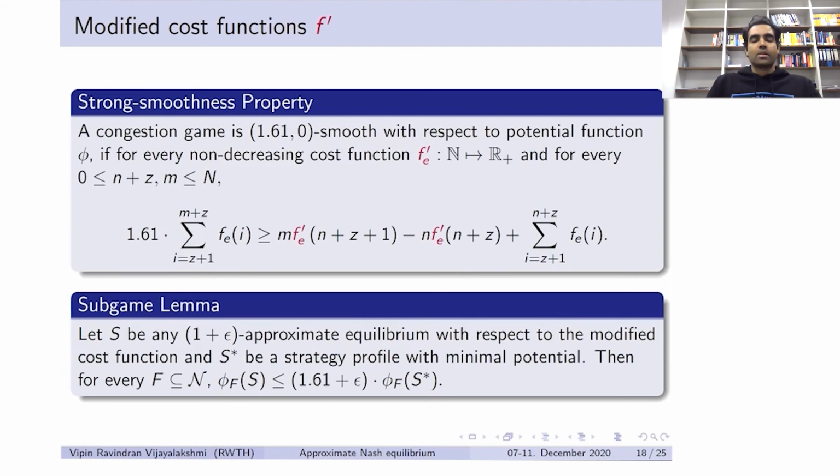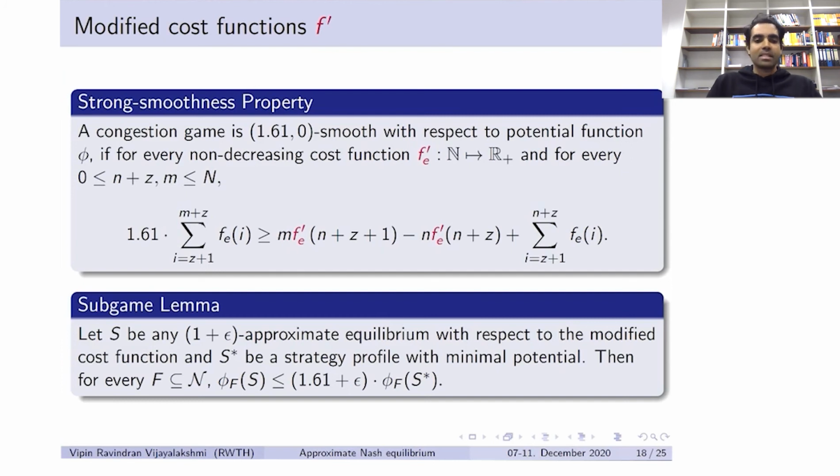The next lemma is called the subgame lemma. It says that if you have a game, and let S be a state in the game which is a 1 plus epsilon approximate equilibrium with respect to the modified cost functions, and S star be a state which is a potential minimizer, then if you pick any subset of players and compute the potential with respect to this subset of players in the state S, the potential is at most 1.61 plus epsilon times the potential of this subset of players in the state S star.